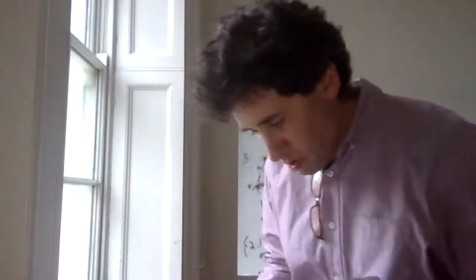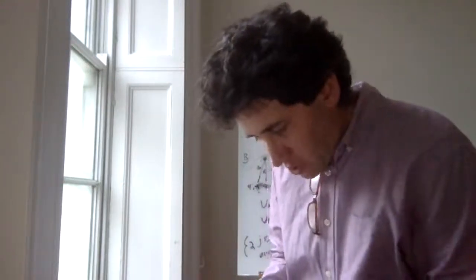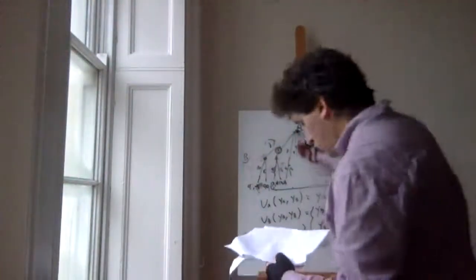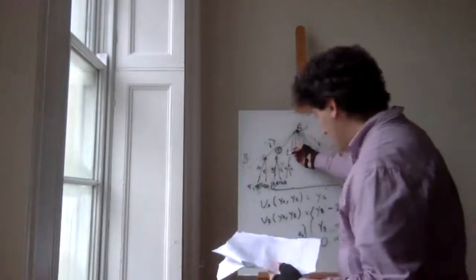Okay, I'll get to your question in just a moment. I just want to finish this. It says, which of the following is an offer that arises in a subgame perfect Nash equilibrium with these preferences? The correct answer is 2, E, right?